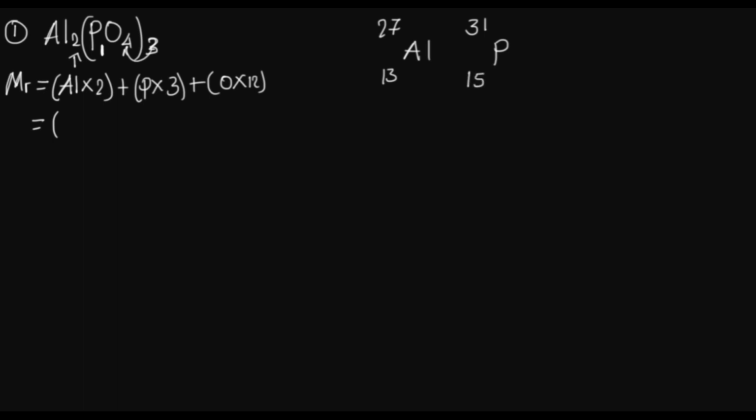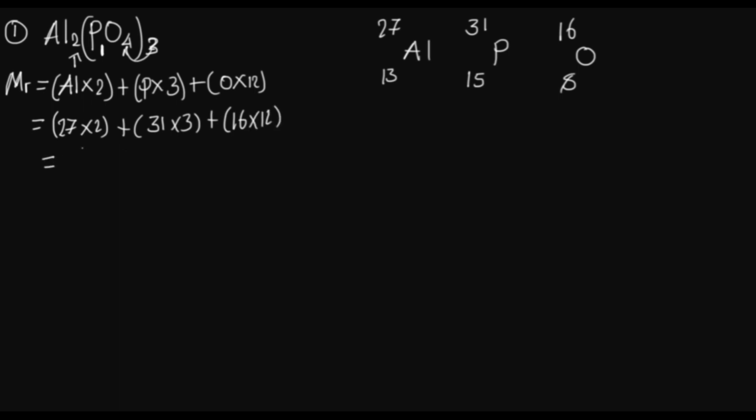Then the atomic number is 15. Then we can also look at the oxygen, where the mass number is 16 and the atomic number is 8. Remember, whenever we are dealing with the mole concept, always use the mass number. So where there is Al, we are going to replace it with its mass number, which is 27 times 2, plus phosphorus 31 times 3, plus oxygen 16 times 12.